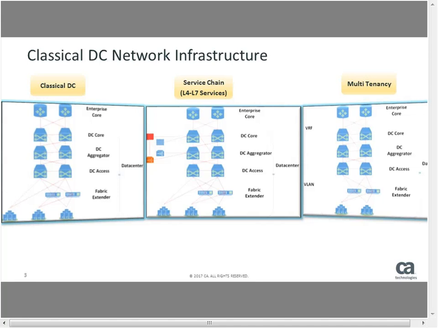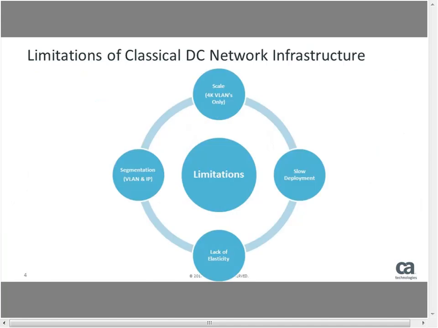and access for your customers and users. So what are the limitations of this traditional data center network, and why is it important to move to the next generation network? First and foremost is segmentation. Segmentation is primarily based on VLANs and IP subnets, and this results in a lack of mobility. Second is scale, which only allows the traditional network to scale up to 4K VLANs, and it's difficult to build a scalable, multi-tenant environment with this kind of scale.